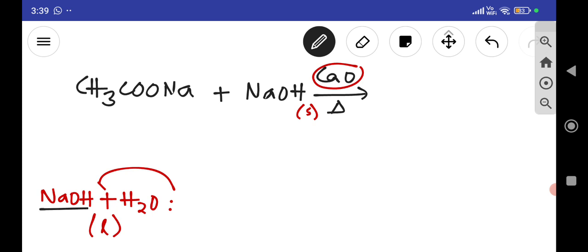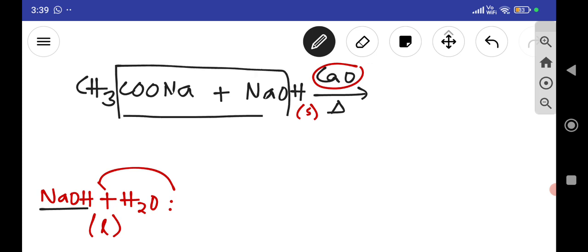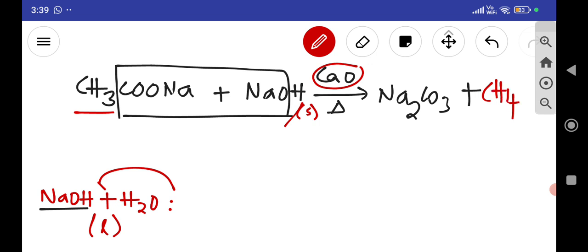Fine. Now the reaction is decarboxylation. So we will remove Na2CO3 like this. On removal of Na2CO3, what is left out? Here you observe CH3 and on the other side H. So therefore methane is prepared in this process. Hope you have understood this.